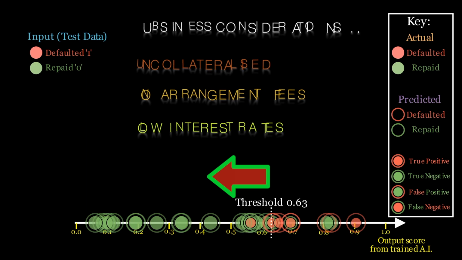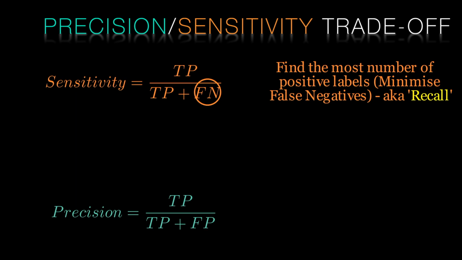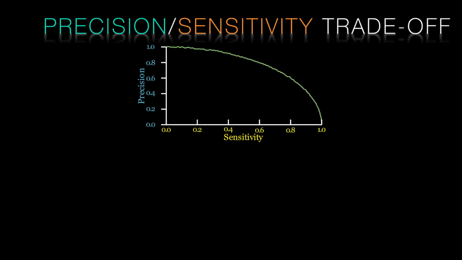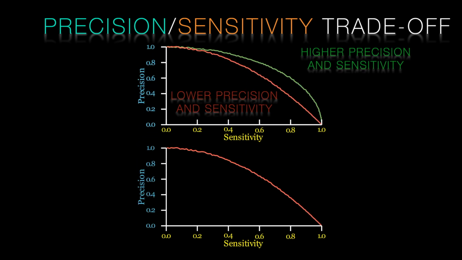This boils down to a precision sensitivity trade-off. If you recall how the ratios are constructed, you can either have a high precision or a high sensitivity, but not both. Given your business case, that is to say your collateral terms, loan arrangement fees, interest payments, you can use the precision sensitivity curve to determine your optimum threshold. You can also use these metrics to compare alternative models. As you want to maximize both precision and sensitivity, then you'd always favor the model with the green curve over a model with the red curve.